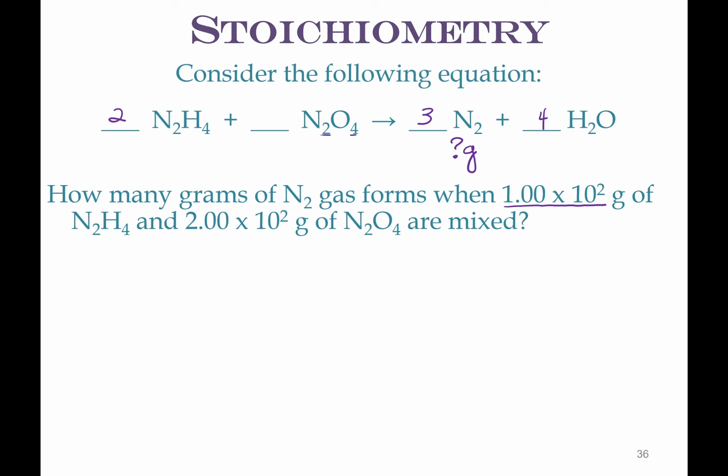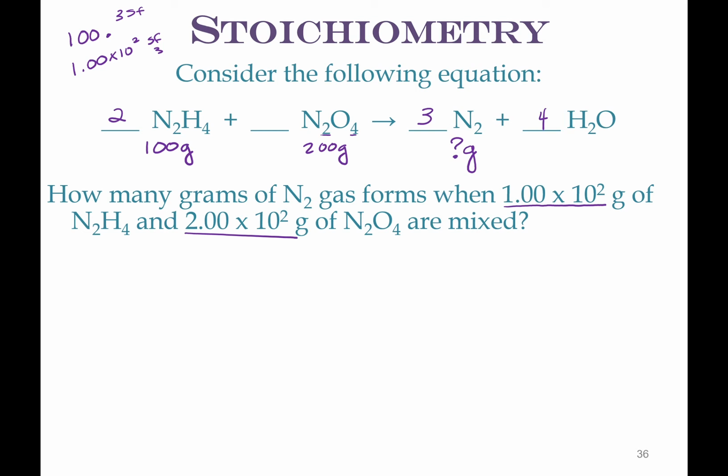Because I could do 100 point, and that would be 3 sig figs. But this is also showing me that I want 3 significant figures. So 3 sig figs. So this is just 100 grams, and you don't have to write it like that. Just know that you have 3 sig figs when you come back. So 100 grams of dinitrogen tetrahydride is mixed with 200 grams of N2O4. You can keep it in scientific notation if you prefer.